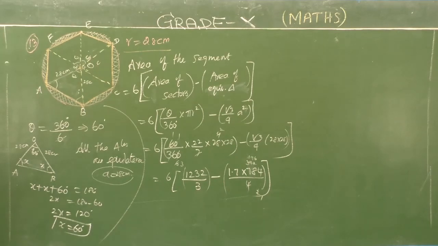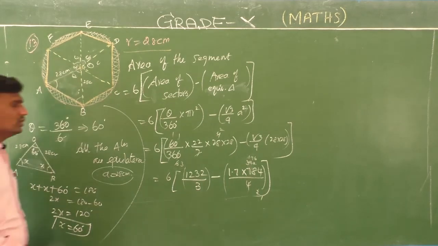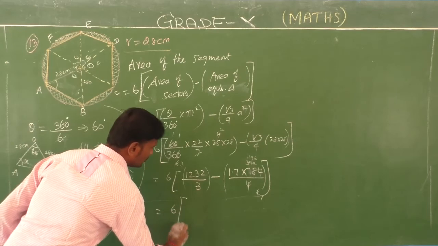196 into 1.7. So 6 sevens are 42, remainder 4. 9 sevens are 63, plus 4 is 67, remainder 6. 1 seven is 7, 7 plus 6 is 13. Remainder 1, 10, 13, 3. So how many decimals are you going to move? 1 decimal.